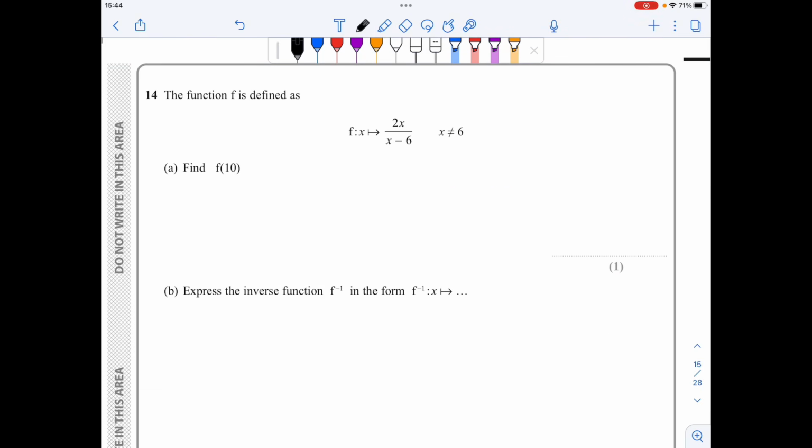For part A of question 14, I'll just substitute 10 in place of x. So f of 10 is equal to 2 times 10 over 10 minus 6. Plug this in the calculator and you'll get 5.